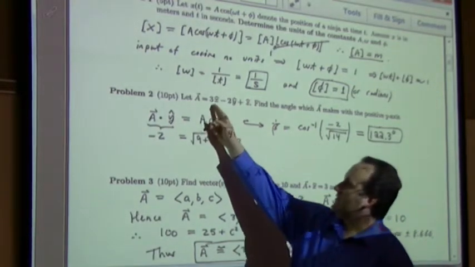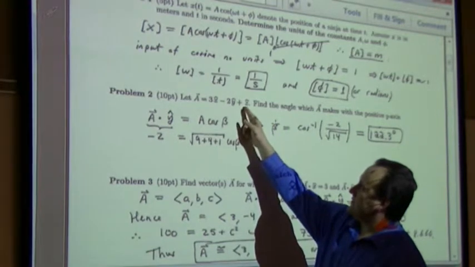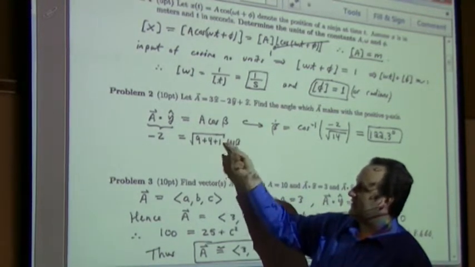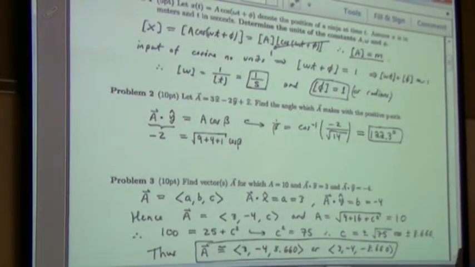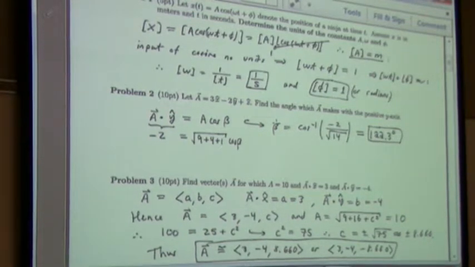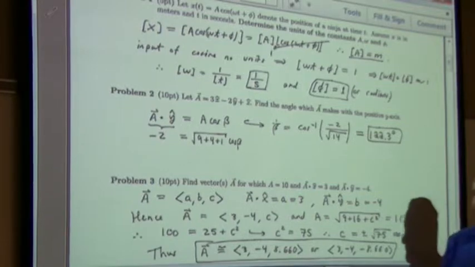Of course, A is the magnitude of A, which is the sum of the squares of the coefficients square rooted. So that's 3 squared is 9, -2 squared is 4. It's hard to see it, but there's a 1 here. 1 squared is 1. You add these together, you take the square root. That gives you square root of 14, divided into -2. And if you calculate it on your calculator later, you get 122.3 degrees. Any questions about this? Probably not. I hope a lot of you got this problem.